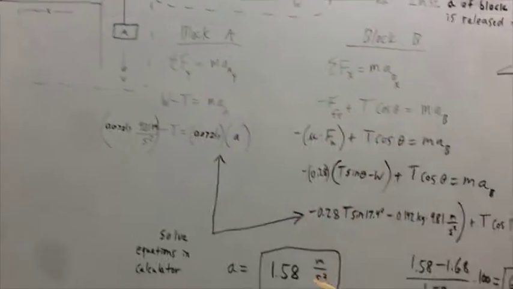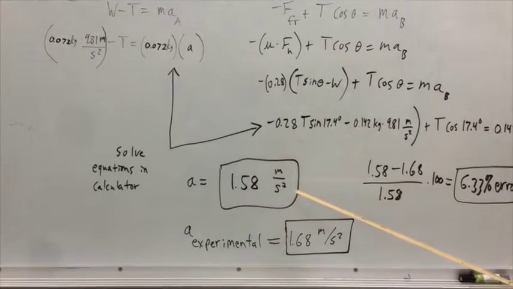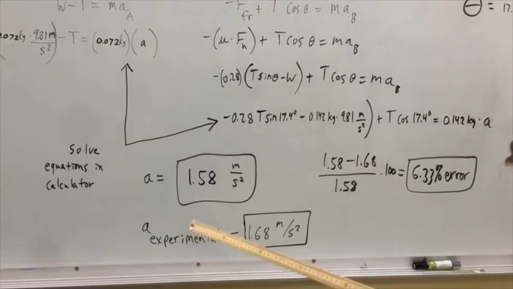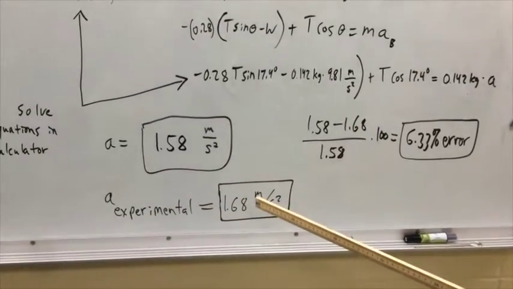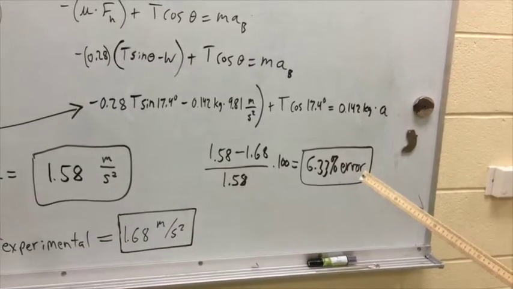force, we arrived at a theoretically determined value of 1.58 meters per second squared for our instantaneous acceleration. And for our experimental acceleration, we had a value of 1.68 meters per second squared, giving us a very reasonable percent error of only 6.33%.